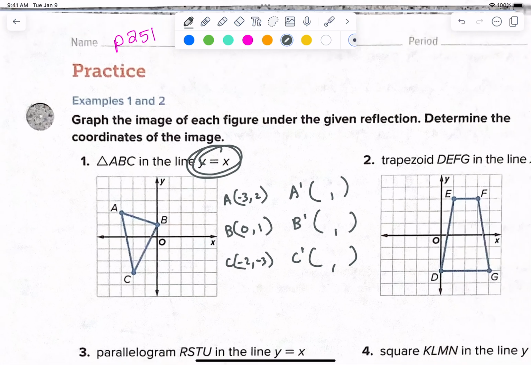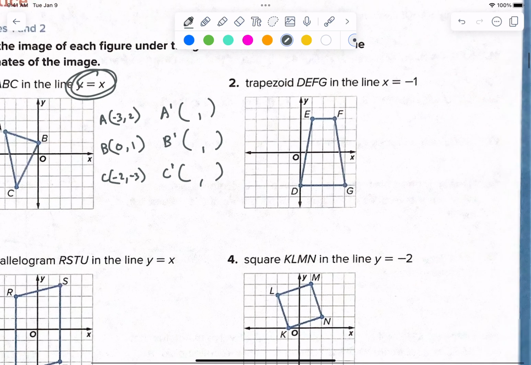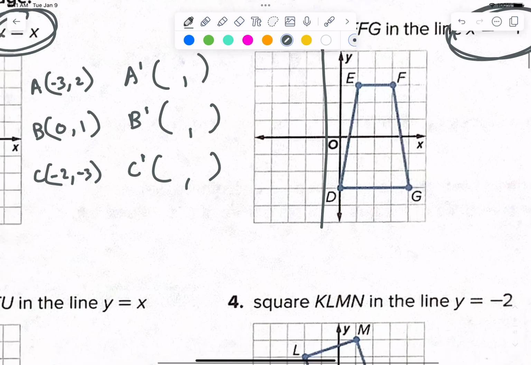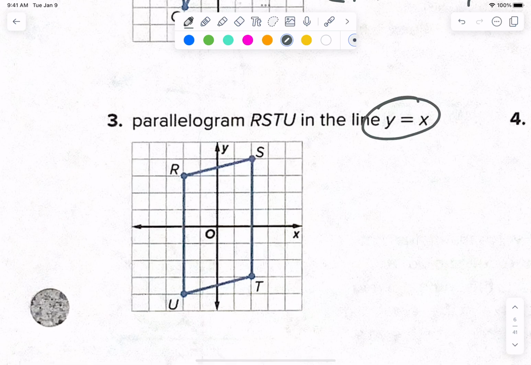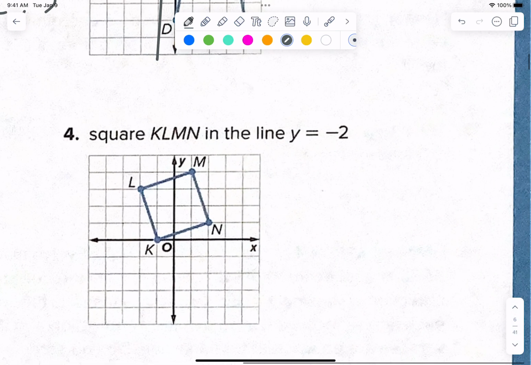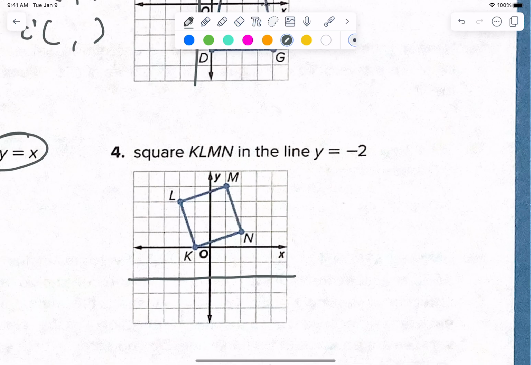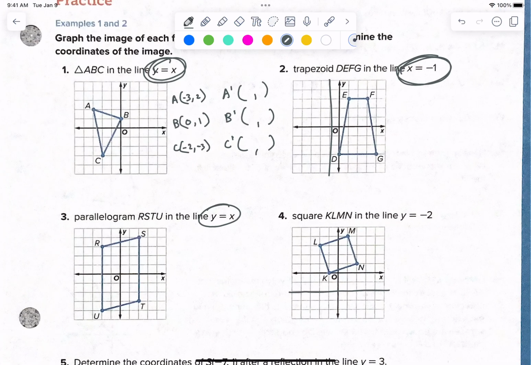Okay? That's for number 1. Number 2, you're going across this line, so you're going to need to graph that line. Do you know where x equals -1 lives? Yeah? -1 on the x. Like that. Okay? Number 3 is going across that line y equals x again. And then number 4 is across the line y equals -2. So there he is. Okay? Graph him, list the coordinates.